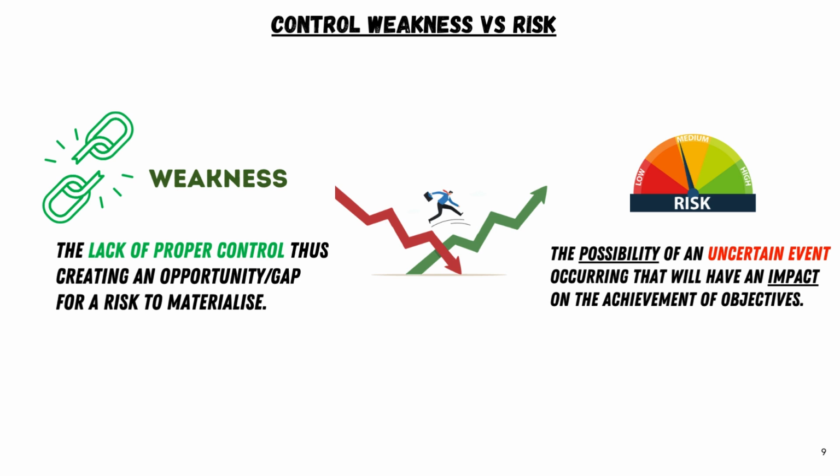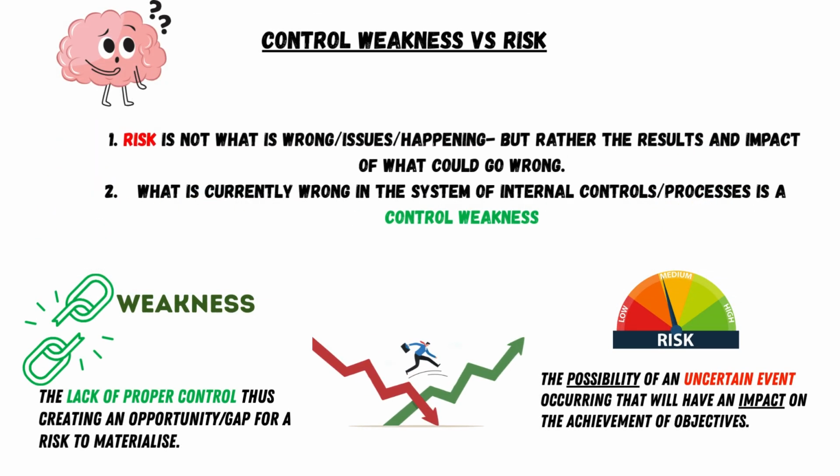So, at times you will notice in a scenario, there could be things that are currently wrong or things that are currently taking place within that scenario. And you need to know that those things that are currently wrong are not risks, but rather are weaknesses. Do not confuse risk with weaknesses. Risk is not what is wrong, but what could go wrong. What is currently wrong in the system of internal control or taking place, or the issues that you are noticing, those are control weaknesses.